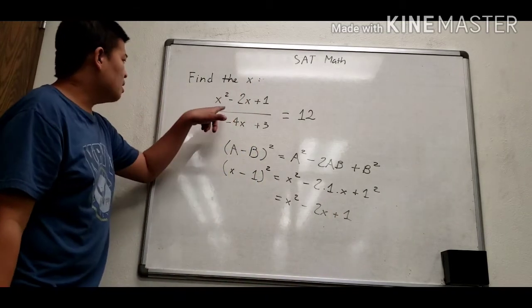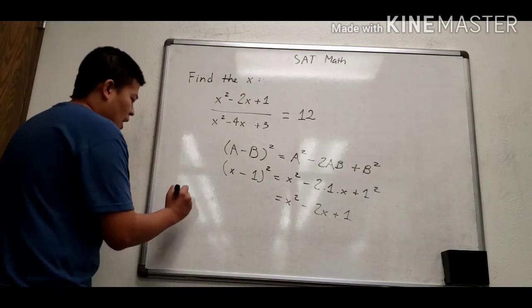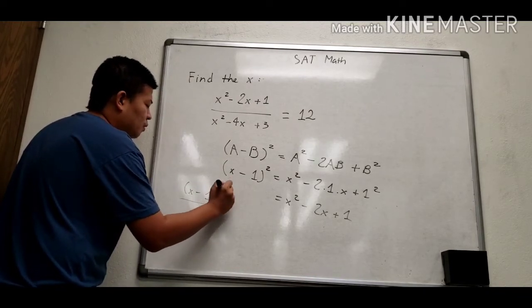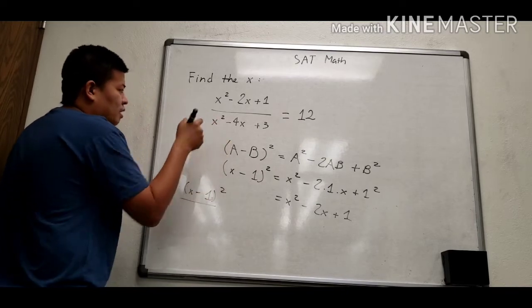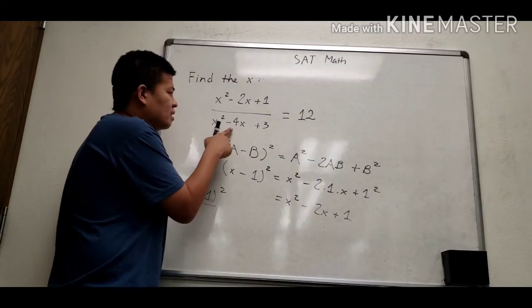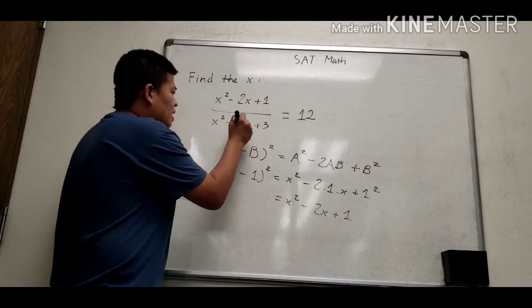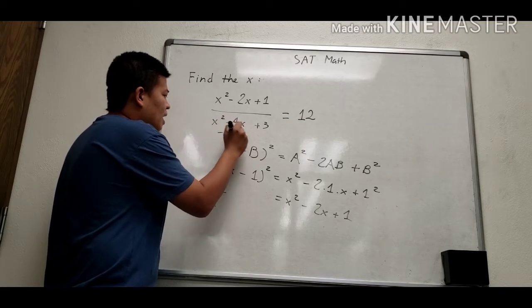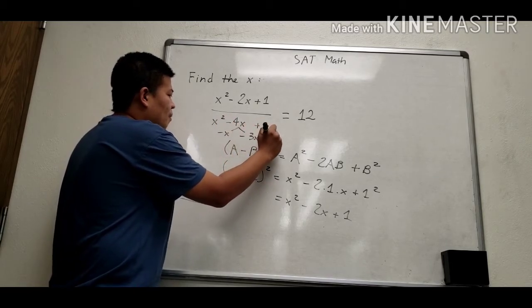So the numerator is s minus 1 power 2, and in this one we have s power 2 minus 4s plus 3. In here we can underline the number. We have the minus s and minus 3s plus 3.